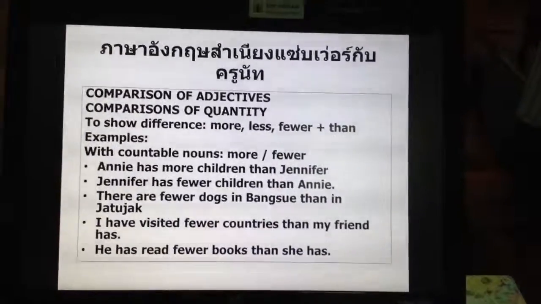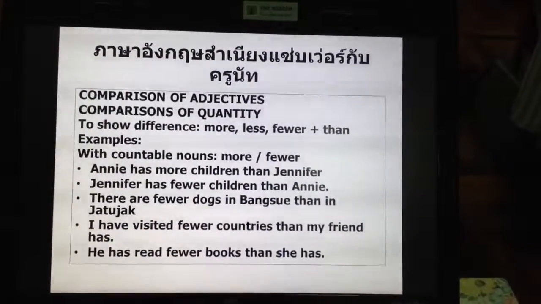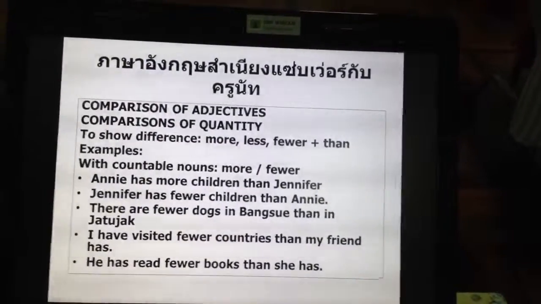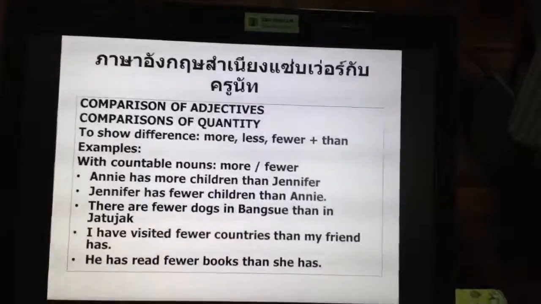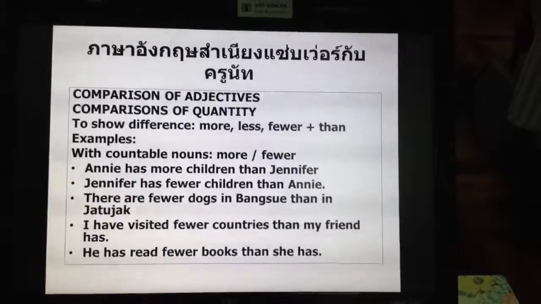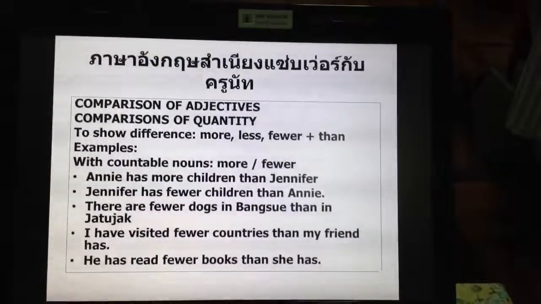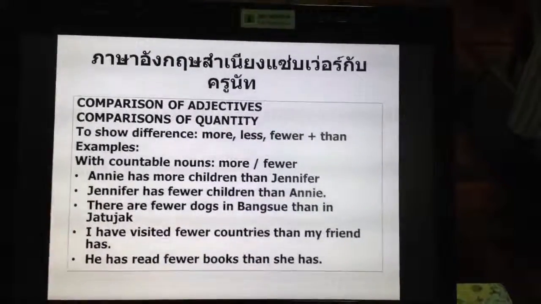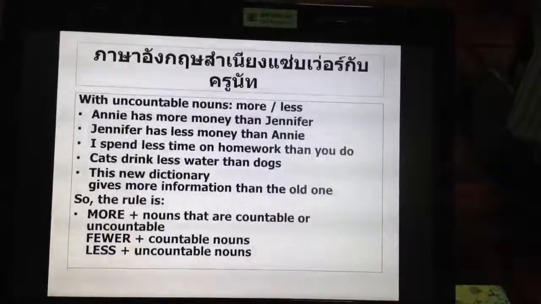Example with countable nouns, more or fewer. Annie has more children than Jennifer. Jennifer has fewer children than Annie. There are fewer dogs in Bangsu than in Chatuchak. I have visited fewer countries than my friend has. He has read fewer books than she has.